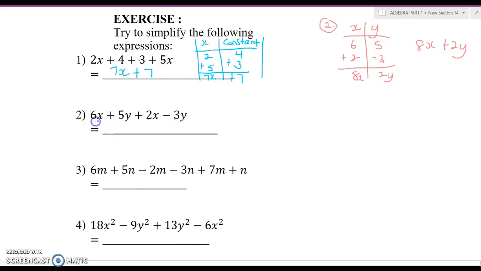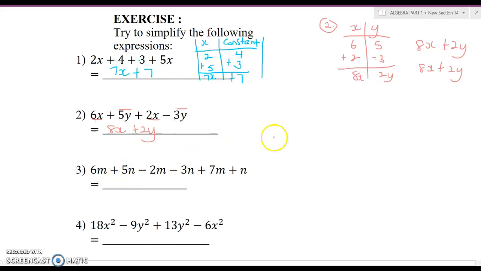Now let's look at it straight from the question. 6x plus 2x is 8x, and then 5y take away 3y is 2y, right? Good. Often I see children just put 8x space 2y with nothing in between. You must put that sign in between, right?